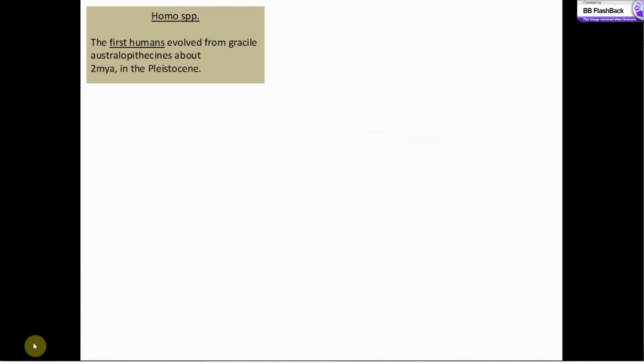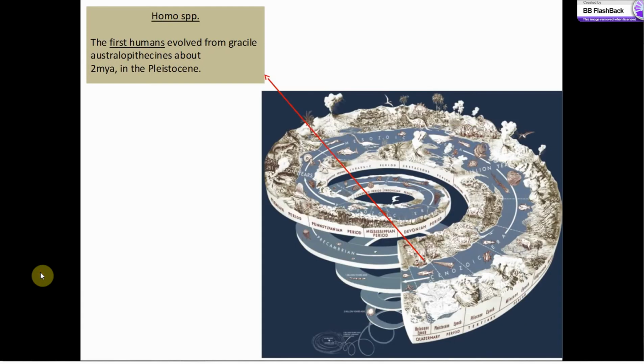So, Homo species. Whenever you see this abbreviation spp, it's just an abbreviation for any number of species within the genus being marked. So any number of Homo species. We're going to start talking about all the Homo species. So we figure that the first humans evolved from grasshopper Australopithecines about 2 million years ago in the Pleistocene. Right? Here's that picture again, and here's the little humans with their fire. The 2 million year mark would be around there.